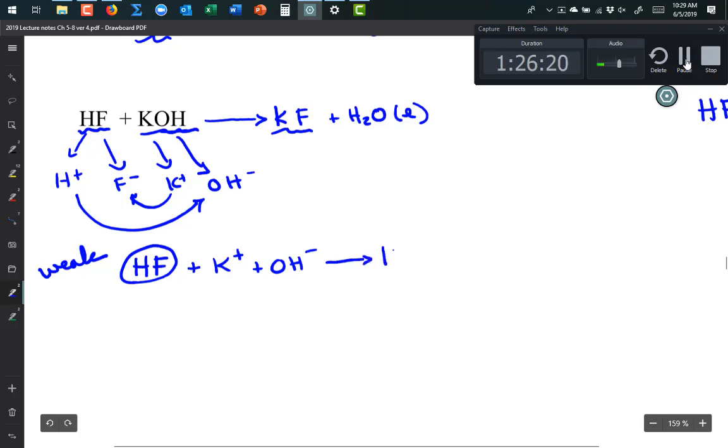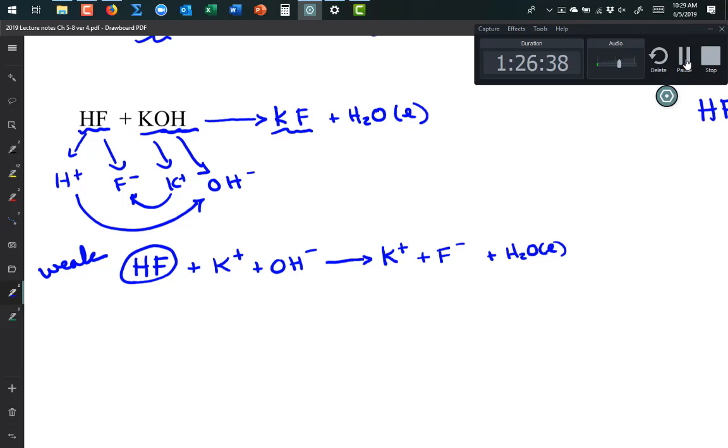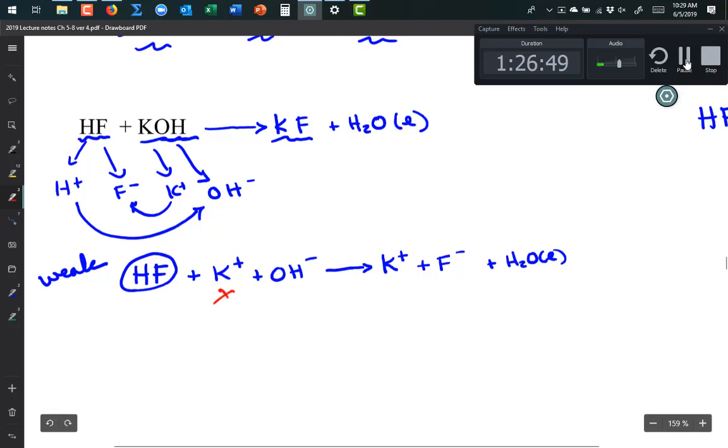And then KF is soluble, so it's K plus plus F minus. And then I have H2O liquid. You don't break up the liquids, the molecular things. Only the strong acids and ionic compounds, soluble ionics, break apart. So what am I getting rid of? Potassium. And then everything else stays. Okay? So then you end up with HF, which is aqueous, plus OH minus, and then that makes F minus plus H2O liquid.